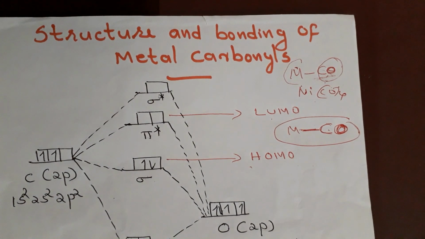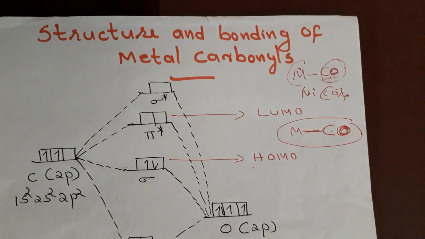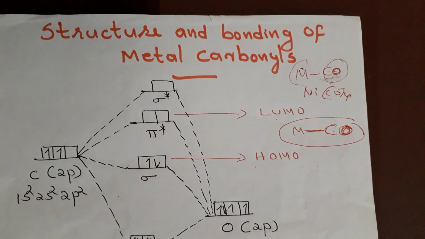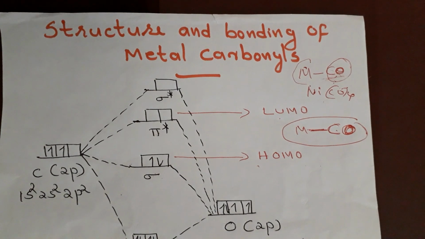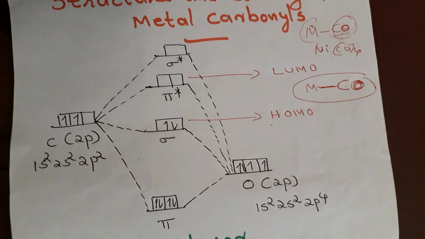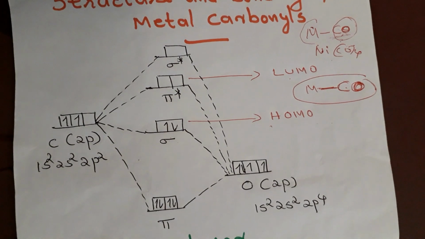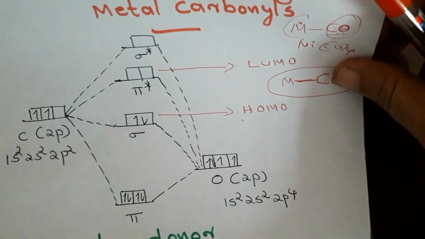Okay, then that CO group, that carbonyl group, is a very good sigma donor and a good pi acceptor. So the bonding of the carbonyl group to the metal can be explained according to the MO diagram, the molecular orbital diagram. You studied this in your plus 2 classes. I won't go in depth because I think you know this.